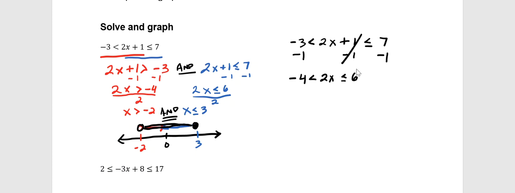Now notice what's happening here. This 6 we've already seen. That's the 6 that we saw right there. And this -4 we've already seen. That's the -4 that showed up in the work when we had things pulled apart.